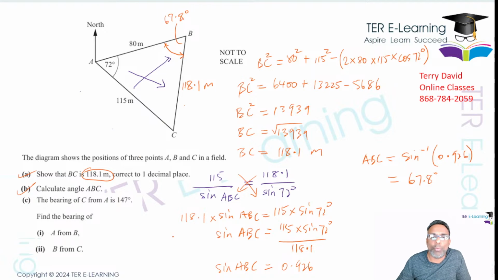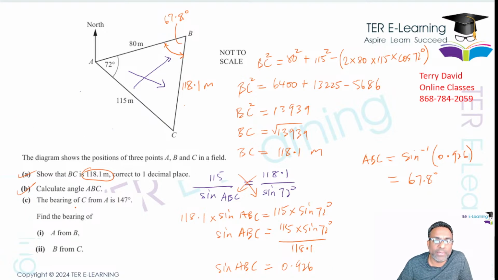Whenever you get a bearing question, there's a good chance that we have to use the sine as well as cosine rules in order to work it out. Right, so that is part B.